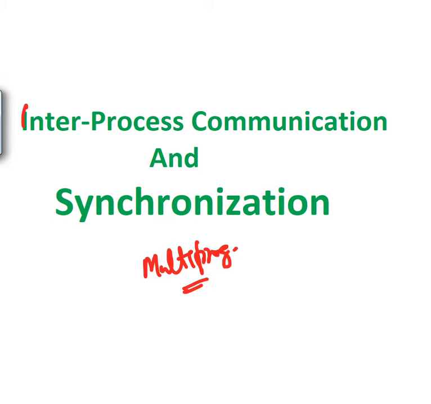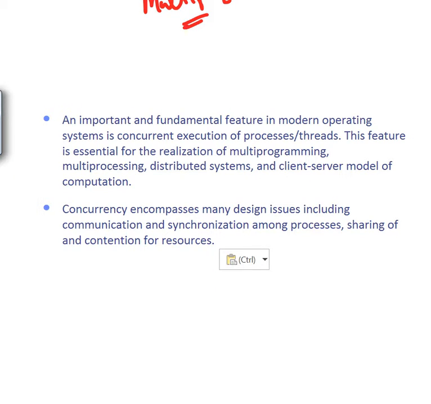So this is going to be a very important and fundamental feature, where we have concurrent execution of processes or threads. We have multi-programming, multi-processing, distributed systems, or client-server models of computation, where multiple processes or threads are concurrently getting executed. Now, with this concurrency, there are many problems. So we need to consider some design issues, like how these processes will communicate with each other and how they will synchronize.